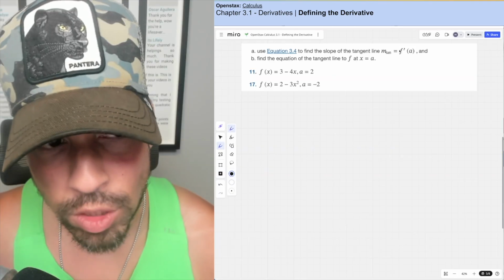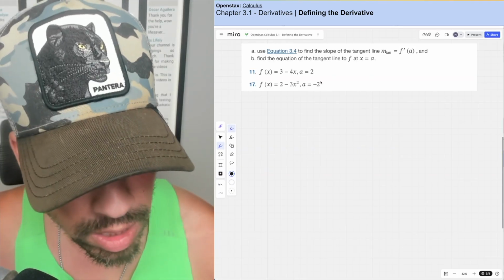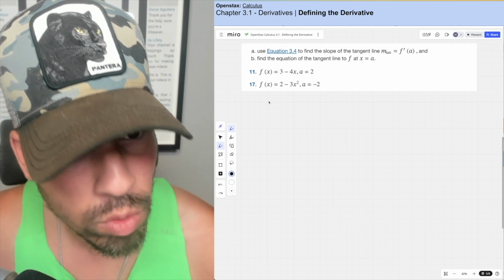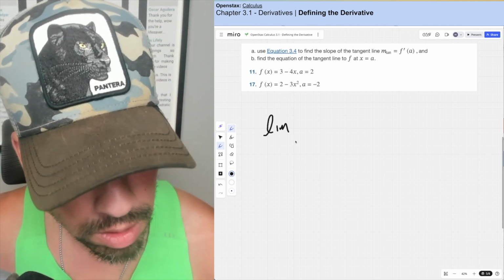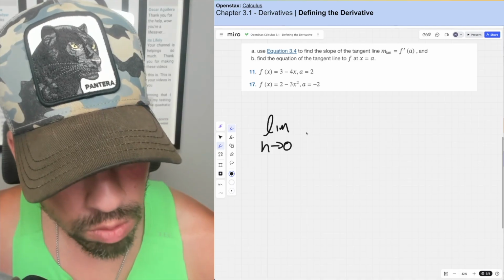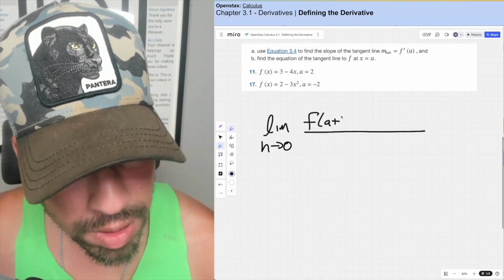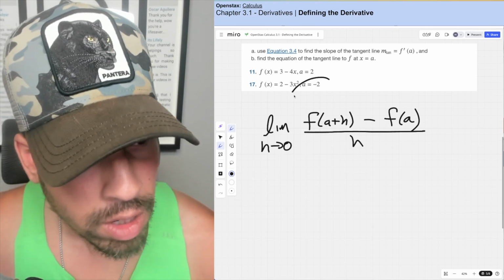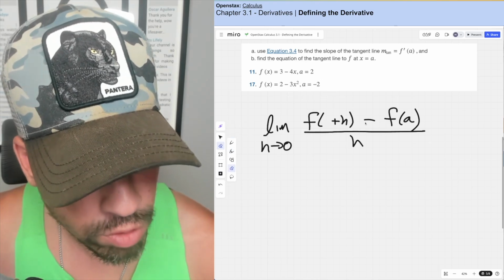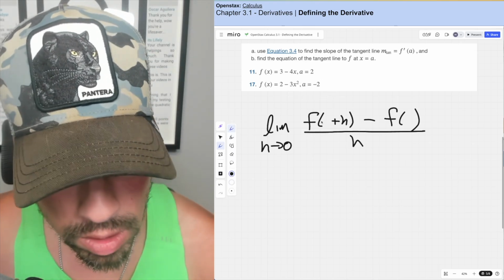Done. So for this one, we're trying to find the slope of the tangent line at a equals negative 2. So we are going to use our difference quotient. Check it out. So we're going to say the limit as h approaches 0 of f of a plus h minus f of a over h. And what is our a value? That is negative 2. So I'm going to plug in negative 2 into these two values.